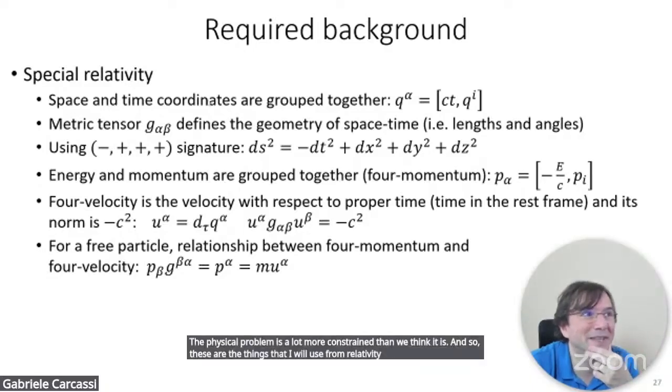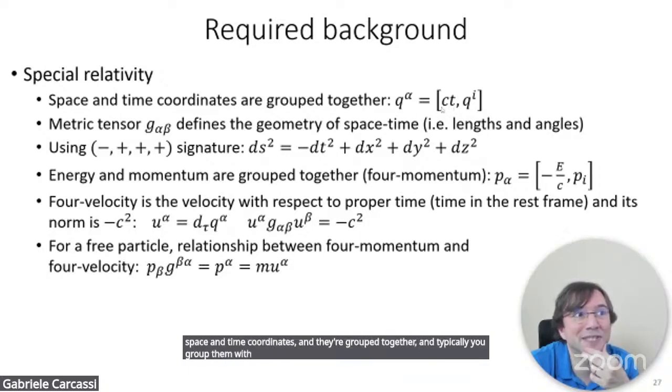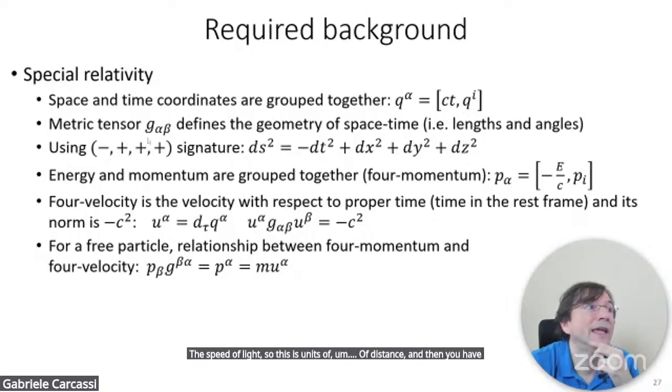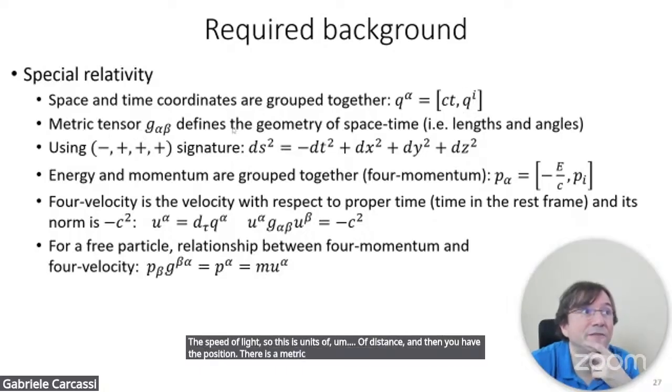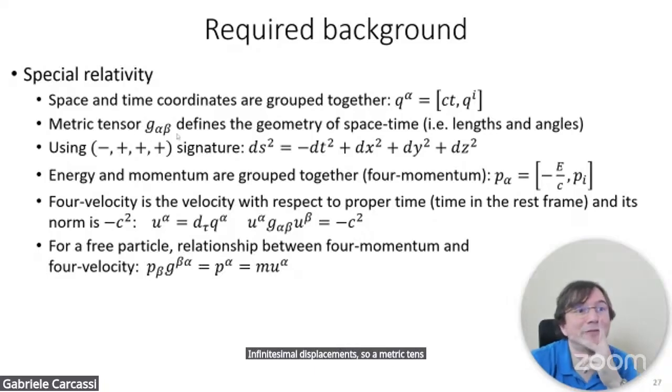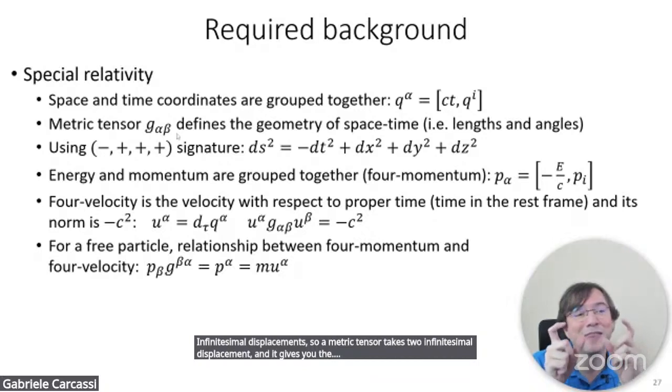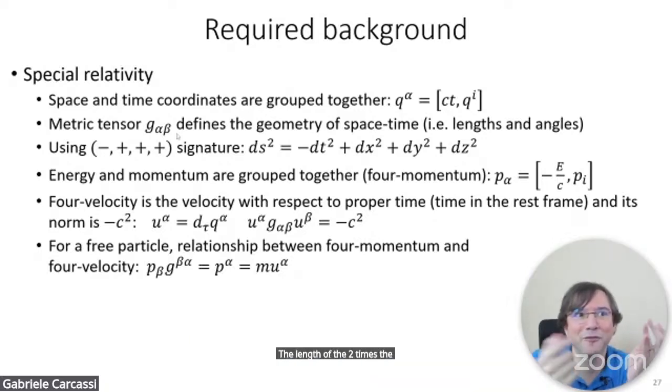We are going to have space and time coordinates, and they're grouped together. And typically you group them with the time rescaled by the speed of light. So this is units of distance, and then you have the position. There is a metric tensor that defines the geometry of space-time. Again, I want you to think of a tensor as a function of two infinitesimal displacements. So a metric tensor takes two infinitesimal displacements, and it gives you the length of the two times the cosine of the angle between them.